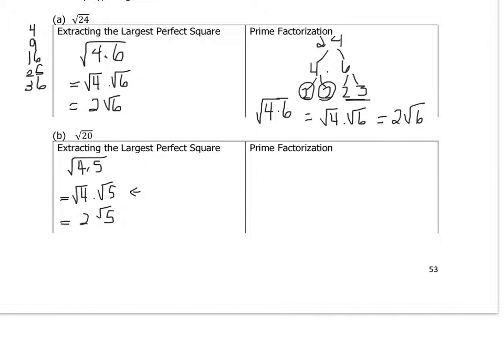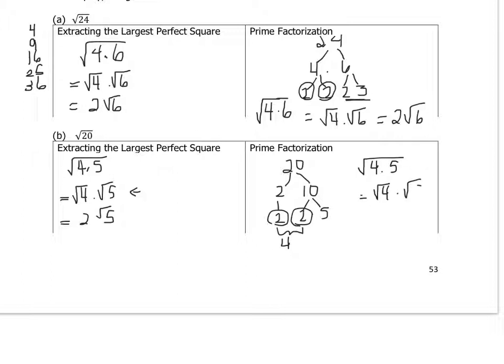Prime factorization method, you would start off with a 20 and break it down into factors. 2 times 10, and then 10 is 2 times 5, and therefore you got 2 2's. So that means your biggest perfect square factor is 4. So you would have the square root of 4 times 5, which is square root 4 times square root 5, or 2 root 5. Same answer.